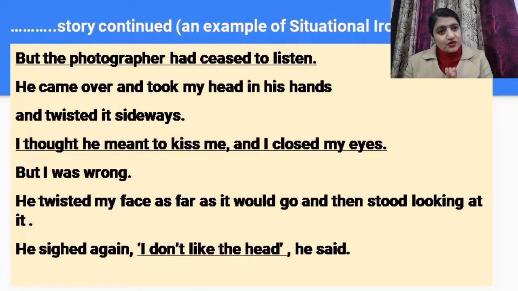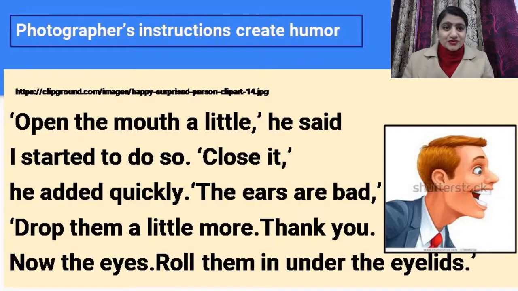But the photographer, instead of giving him a kiss, sighed in disappointment and made another unpleasant remark about the looks of the narrator and said that I don't like the head. Firstly, he said that the face was quite wrong, and now he says that the narrator's head is also not to his liking. And this is the situational irony, what the narrator expected the photographer to do and what actually he did. So this is the example of situational irony.